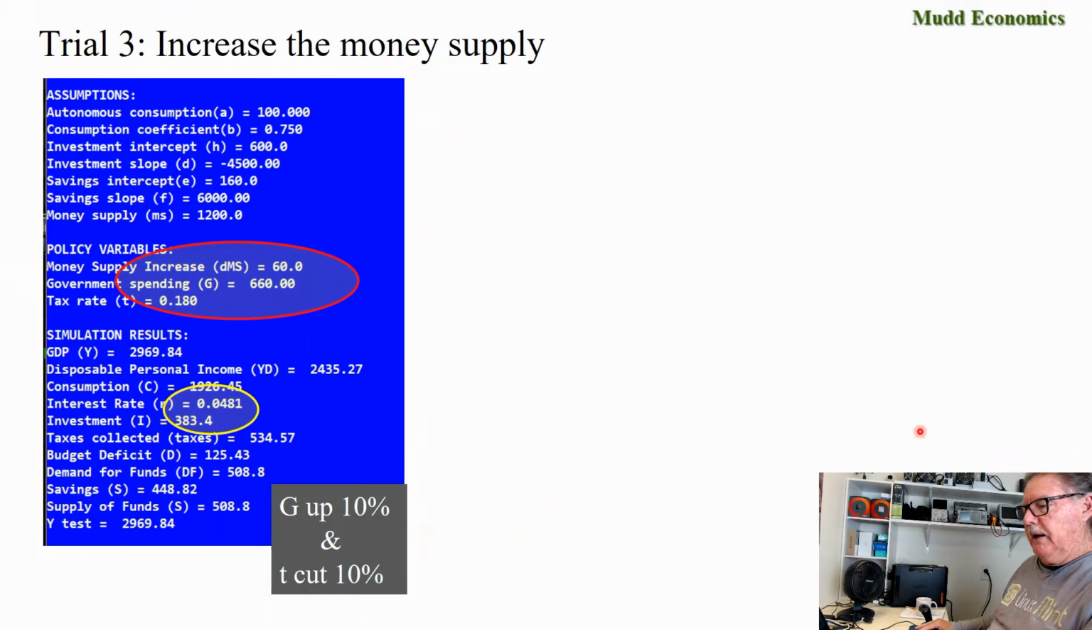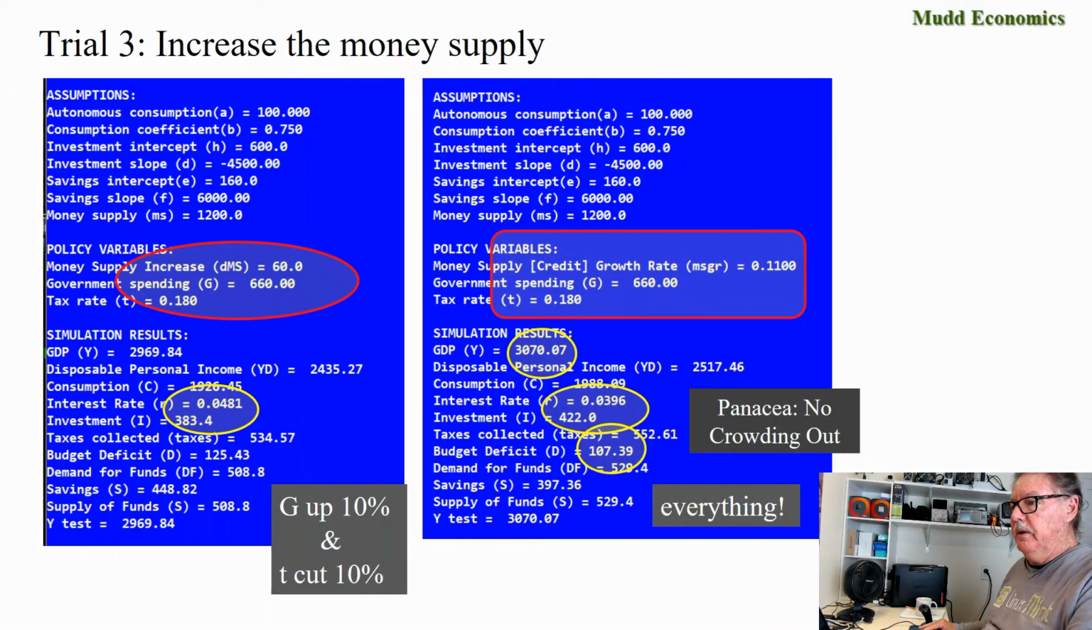Now, once again, we're not back at the default. We are actually continuing the simulation. Government spending is still 660, but now the tax rate is 18%, and investment has been crowded out. So the next thing we want to do is increase the money supply like we did in the loanable funds model. So let's do that. So we have all kinds of things going on here now. So the money supply growth rate, the credit growth rate, we put at 11%, government spending at 660, and the tax rate at 18. Now that's a sizable increase in the money supply growth rate.